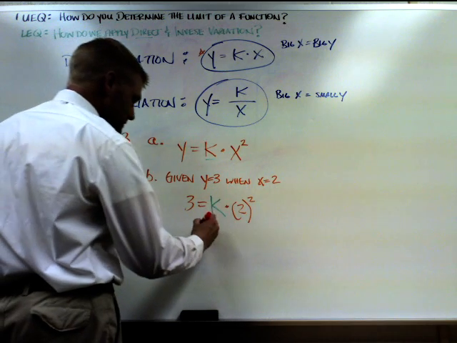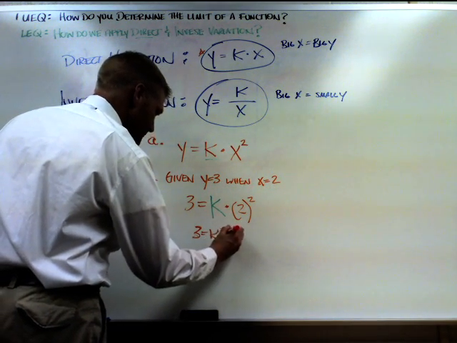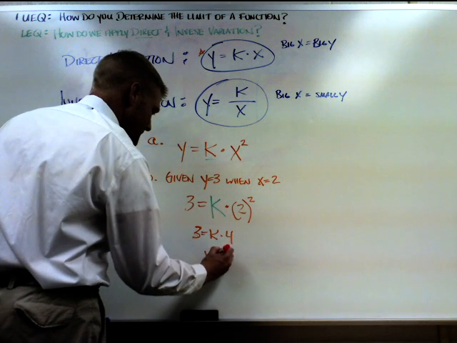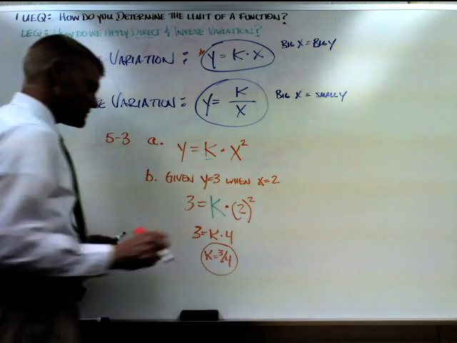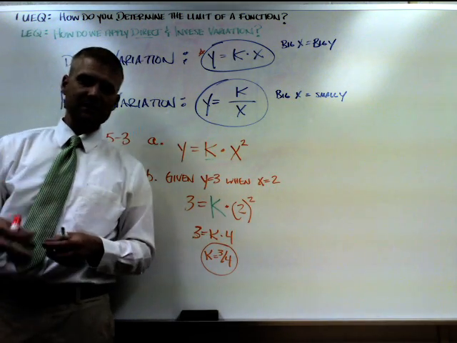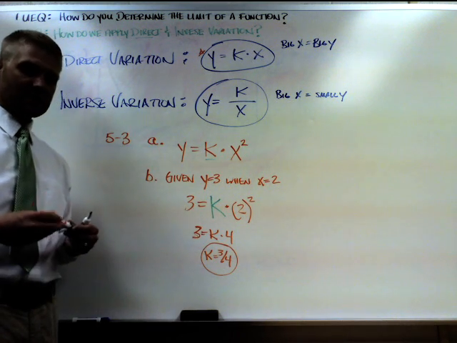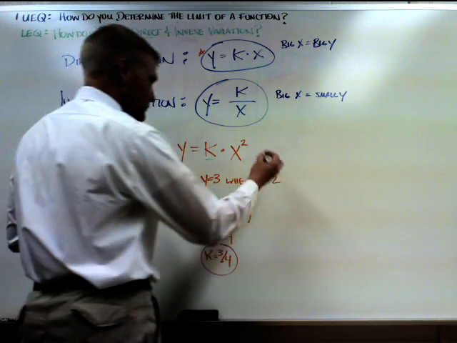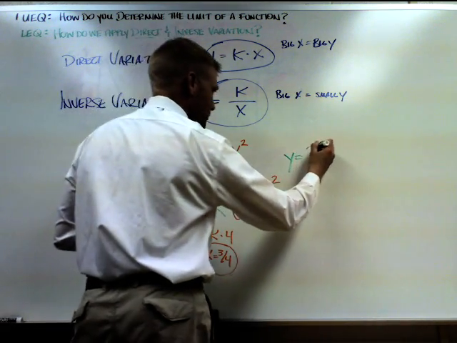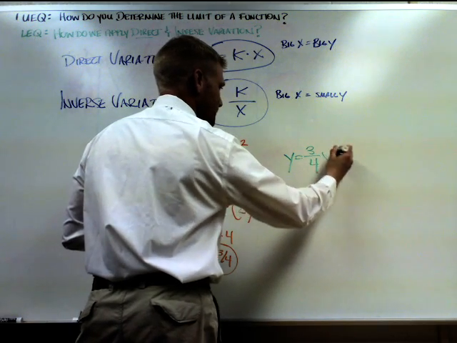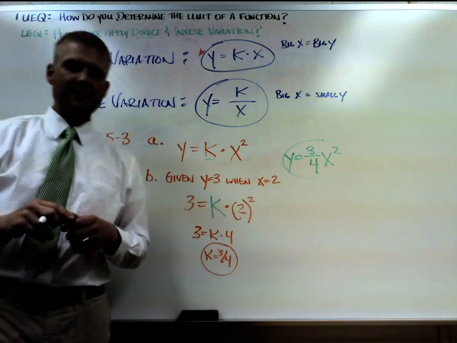We will find out our constant of variation for this specific problem. So we have 3 equals k times 4, which means k equals 3/4. However, you're not finished. The problem asks you to express the equation when you're finished with the constant of variation included. So our final answer there would be going back to our original equation and substituting 3/4 for k. Now we have an equation for that variation problem.